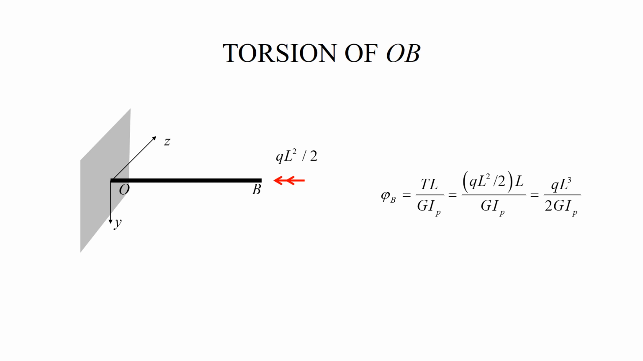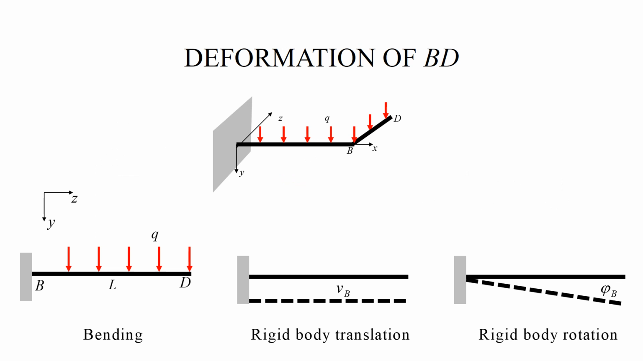Now let me proceed with analyzing BD. So if I look at BD, I can think about the following superposition. First, I think that B is fixed. Then I can think about a cantilever beam of length L subjected to a uniformly distributed load. Then I say, in reality, B is not fixed. Why? Because it undergoes rigid body translation, right?